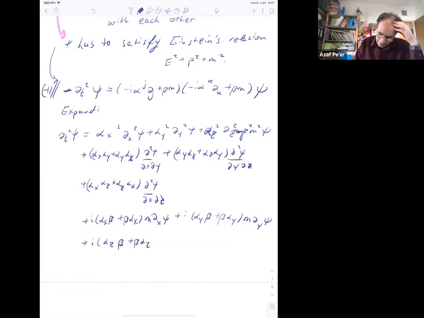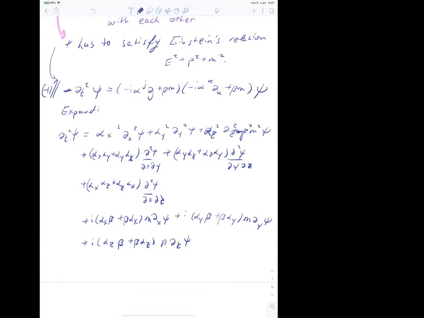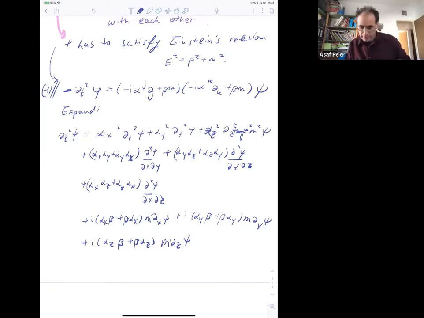That's beta alpha z, m dz psi. Now, where do you think I'm missing signs? It'll be missing in the mixed alpha beta terms. Why? I have minus i alpha beta, but I multiply by a minus, right? Remember, I have a minus which I multiplied. So I guess that's going to be a plus i alpha beta.